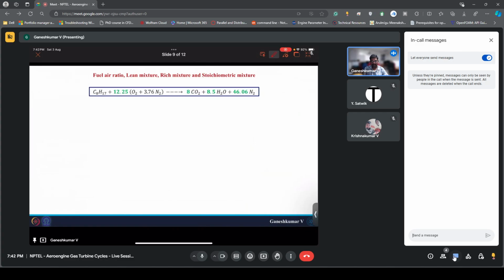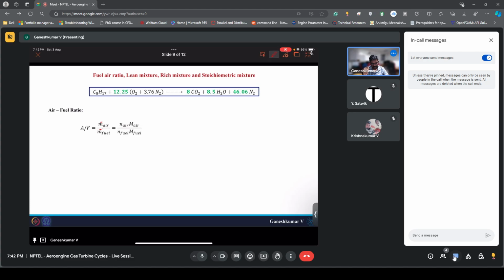Let's go forward. So this is our equation. We just need to find out what is the air fuel ratio. We already know what is air fuel ratio. Air fuel ratio is nothing but mass flow rate of air by mass flow rate of fuel. You can either write it as mass flow rate, or you can also write it as mass of air by mass of fuel. So here you can remove this dot. Mass of air is nothing but number of moles of air times molecular weight of air divided by number of moles of fuel times molecular weight of fuel. Okay, so mass of fuel is moles times the molecular weight of fuel.